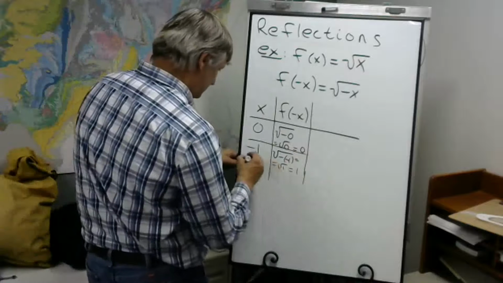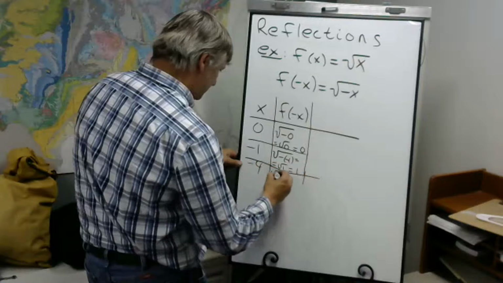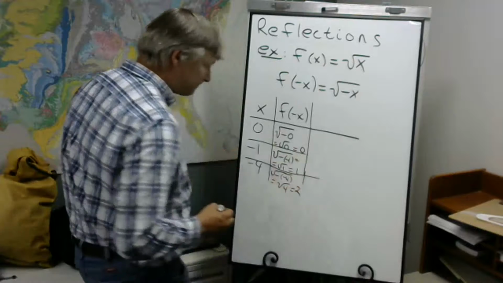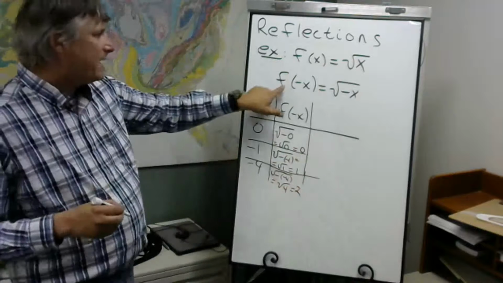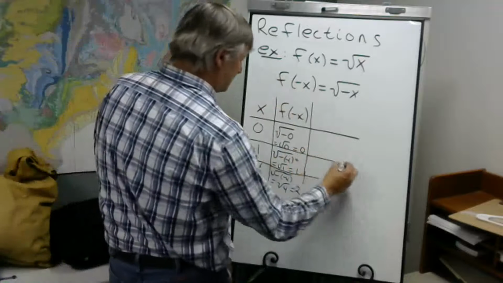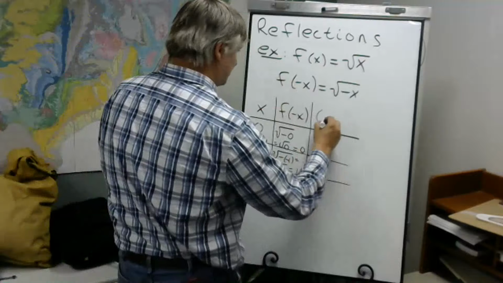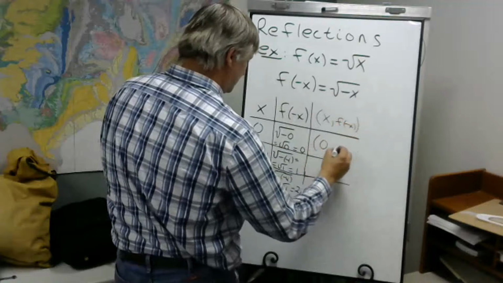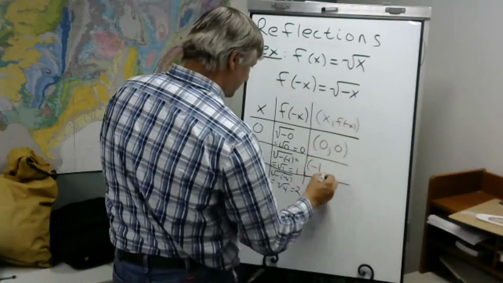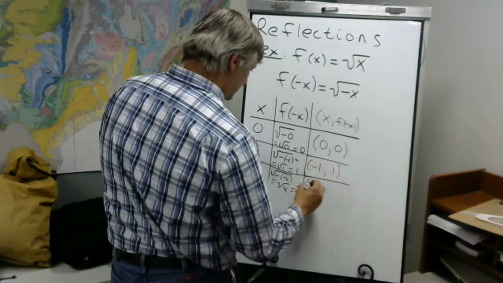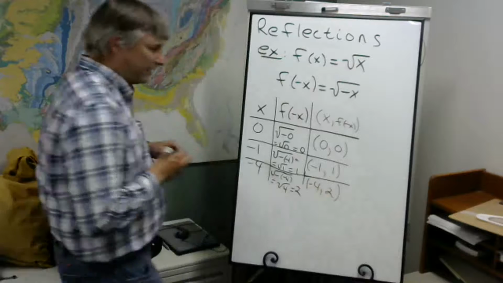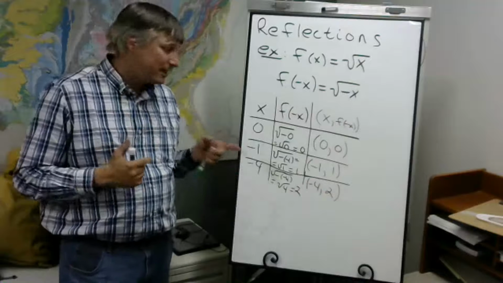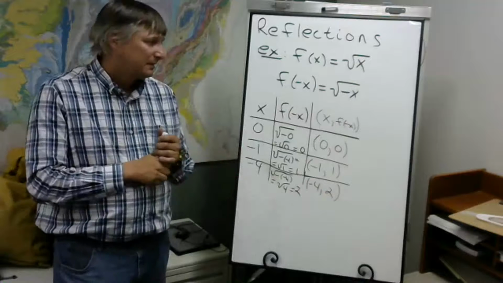And then for this one, square root of -4, that's the square root of 4, or 2. So in this case, we put f of negative x: 0, 0, -1, and 1, -4, and 2. And if you've noticed, we're using different x's than from originally. So this time we do have to use a different x. So let's graph it.